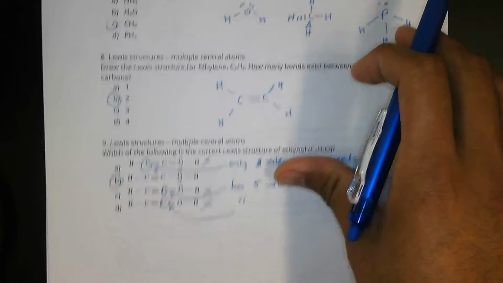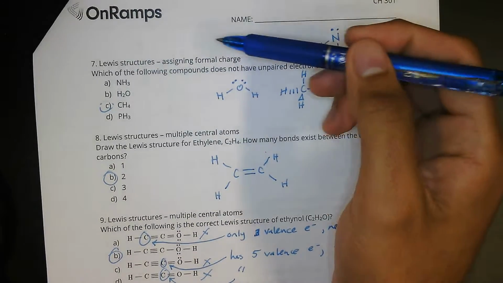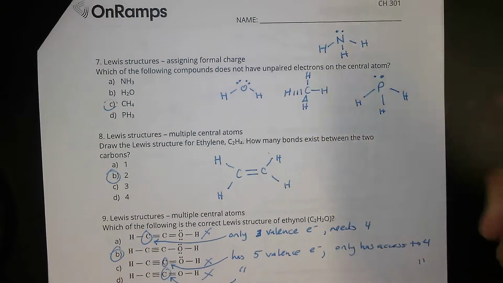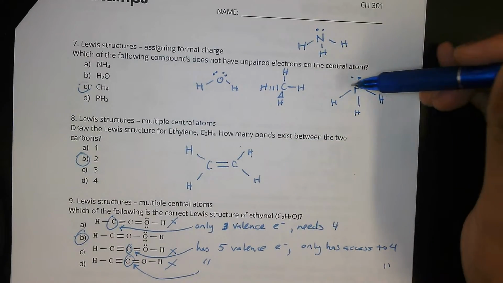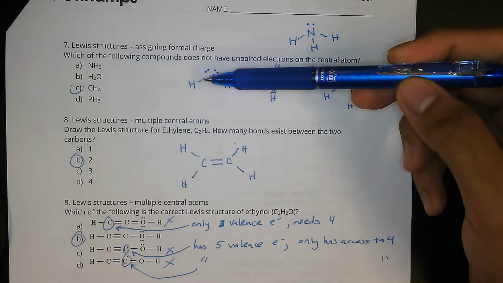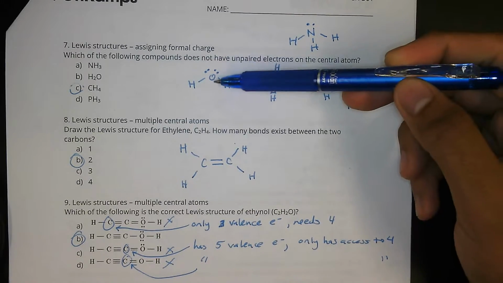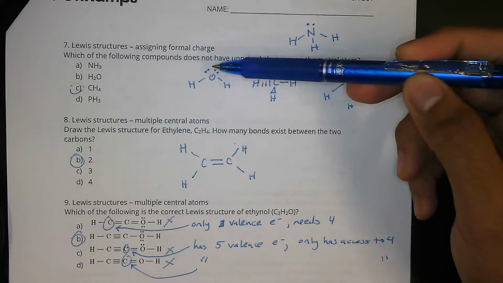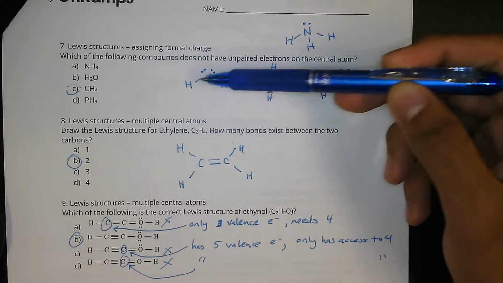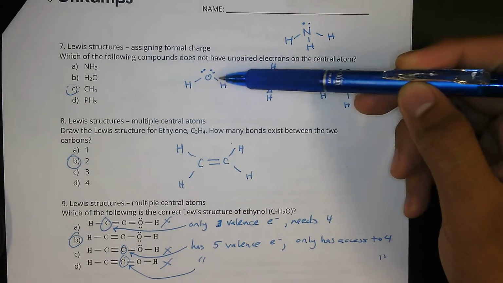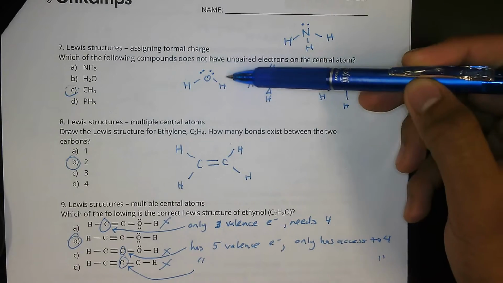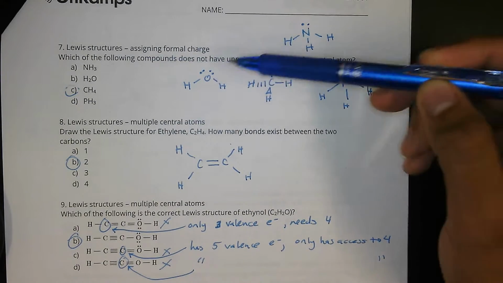Sorry, for number 6. For number 7, it says you're looking at assigning formal charges. Then it's asking you which of the following compounds does not have unpaired electrons on the central atom. You just have to draw out their Lewis structures. For oxygen, I just put oxygen in the center, then hydrogen on either side. I bonded them because otherwise this would not be a compound. And then from there, the hydrogens cannot take any more electrons. They already have 2 each because they're attached to the single bond.